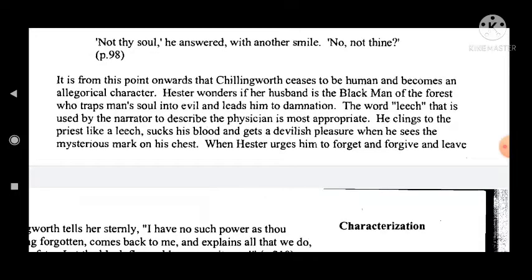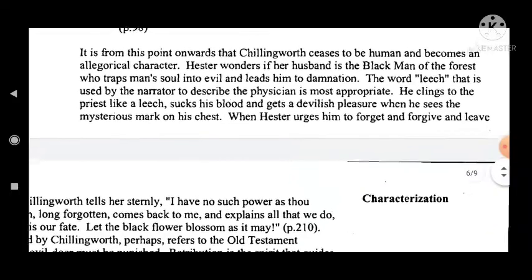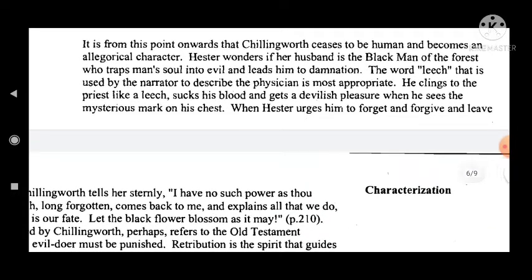Hester wonders if her husband is the black man of the forest who traps man's soul into evil and leads him to damnation. The word leech that is used by the narrator to describe the physician is most appropriate. He clings to the priest like a leech, sucks his blood, and gets a devilish pleasure when he sees the mysterious mark on his chest.